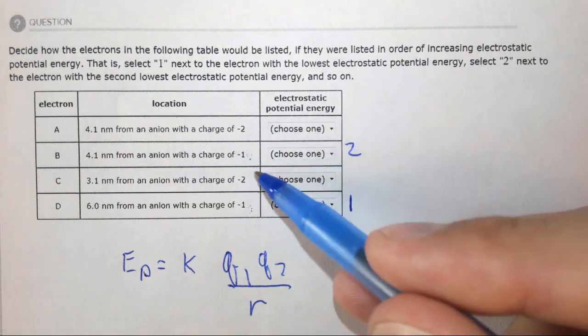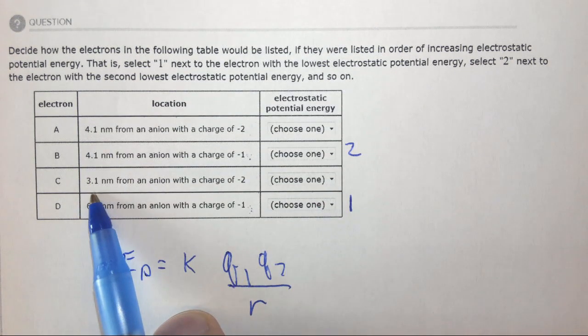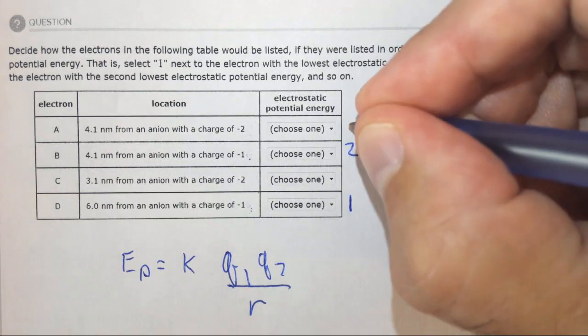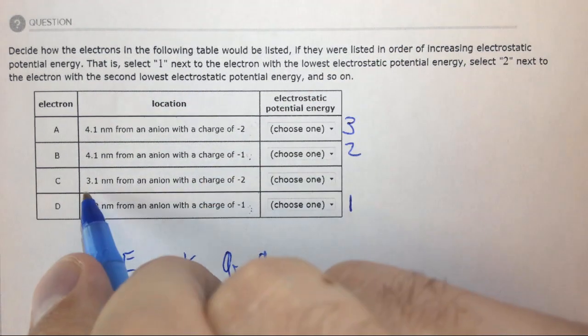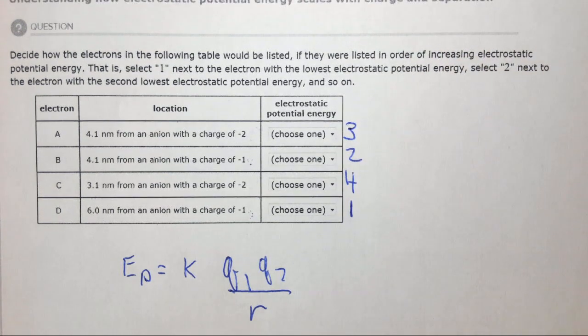Now for the two -2 cases, we have 4.1 nanometers and 3.1 nanometers. The further the distance, the lower the electrostatic potential. So this is 3. The closer distance is 4, which is the greatest electrostatic potential.